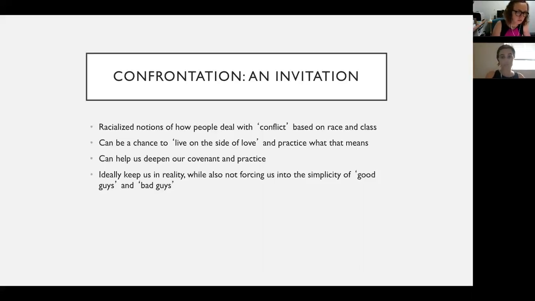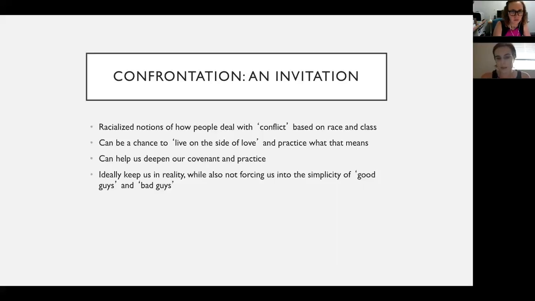Same thing. It's like, let's keep doing these actions. You know, we're going to shut this down. I'm going to say, what is the goal and how are you getting closer to that goal? I'm never going to think it's a bad thing. I think it can get the goods a lot of the time. So in short, confrontation can be a chance to live on the side of love and practice what that means, and can help us deepen our covenant and practice.